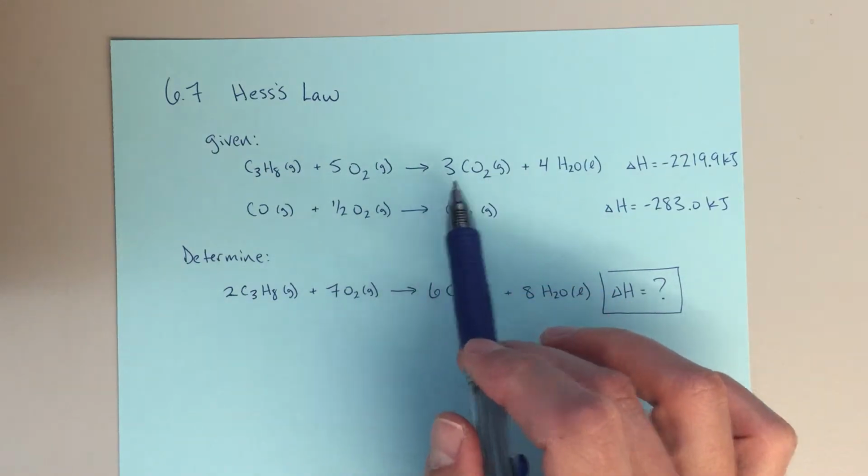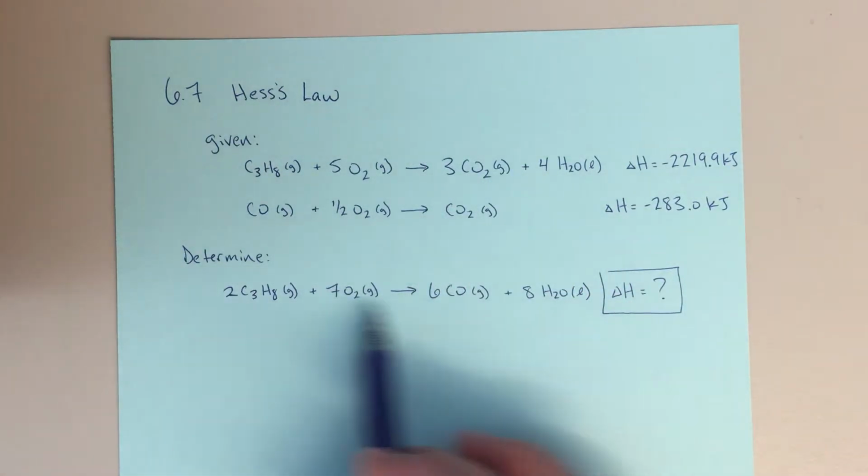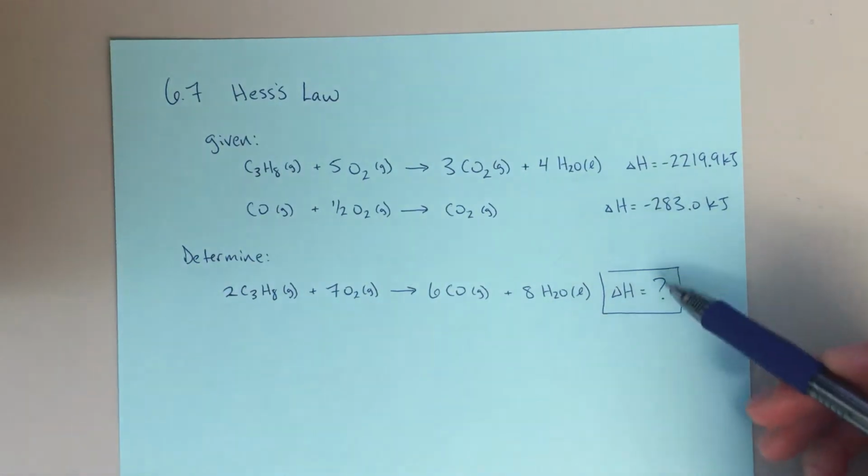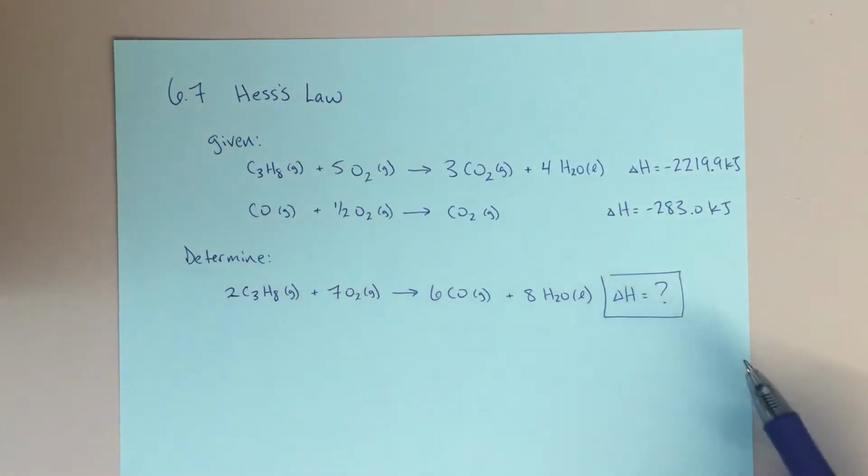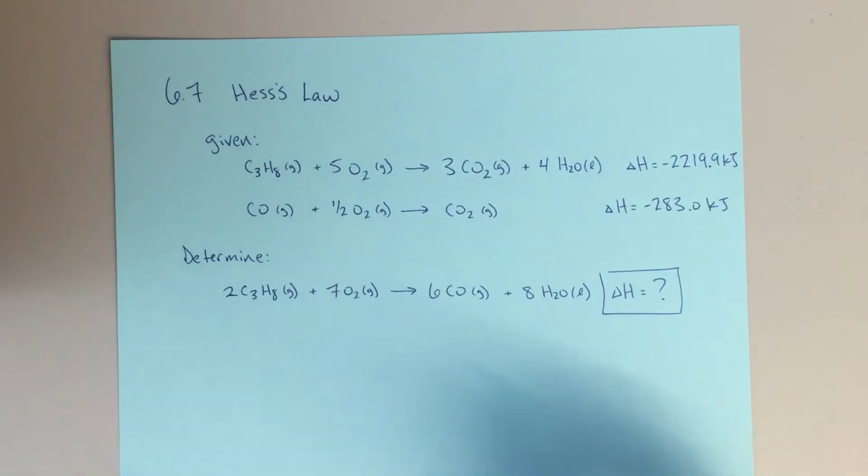Now, for this problem, we're supposed to figure out how we can modify these two equations up here in order to end up with this equation down here, and then figure out what the delta H for this unknown equation is. That's the whole point of Hess's law.